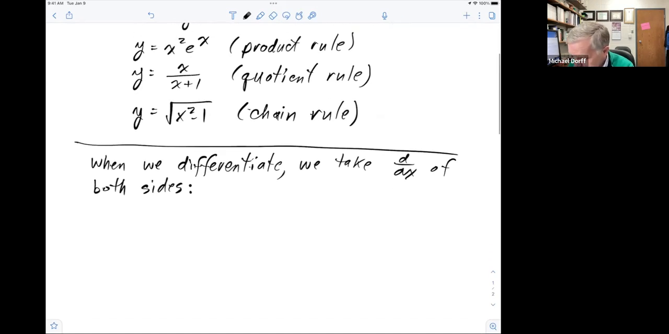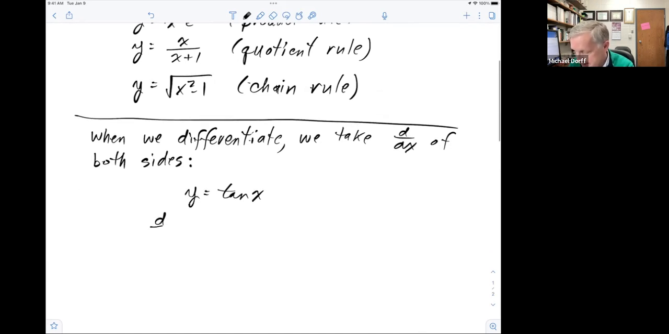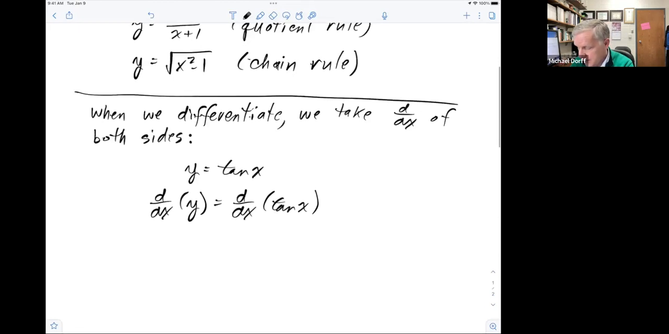So for example, suppose I had y equals tangent x. What I'm doing then is I'm going to do d dx of the left side. So I have d dx of y, and I'm going to do d dx of the right side. Now, when I do d dx of y, what I have is dy dx. When I do the d dx of the tangent x on the right side, I'm going to have the derivative of tangent, which is secant squared x. And then my variable here is x, so I'm doing a dx dx here.